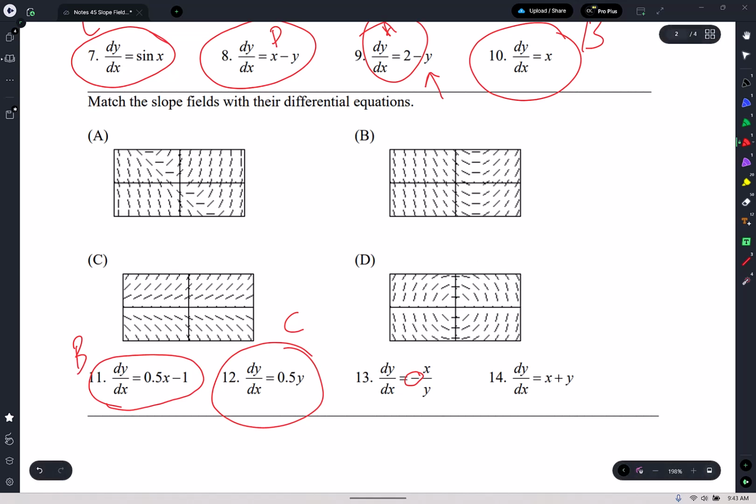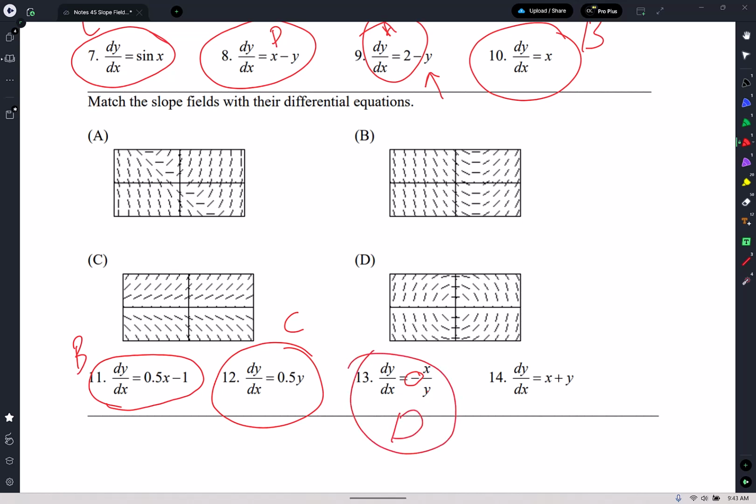I guess you could also hold the y steady and make the x larger and larger and see what happens. Or vice versa, hold the x steady and mess with the y values and see if the number is getting steeper or not. Does that make sense? So number 13 is letter D. Cool or not cool?